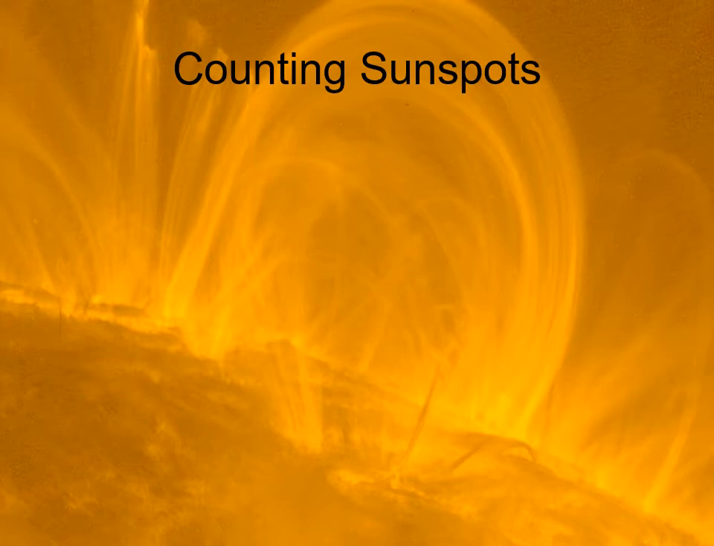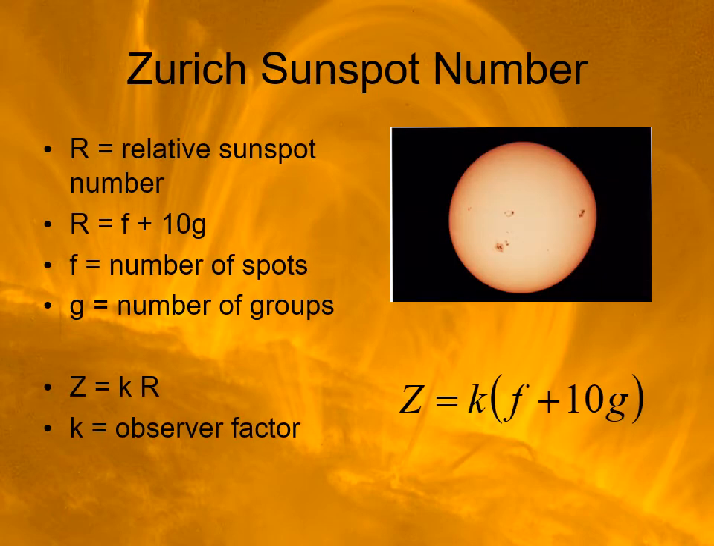Now, we actually realize today that sunspots might not be the best way of measuring solar activity, but this is how it's been done since we've had telescopes to look at the sun. So that makes it a way of correlating today's activity to the past activity. So the way that we do this is we define something called the Zurich sunspot number. The Zurich sunspot number has several different aspects to it. It has what we call a relative sunspot number and an observer factor.